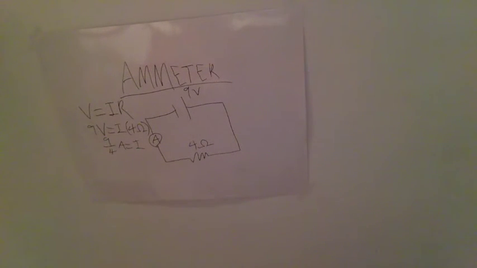9/4 amps is the current. Again, pretty straightforward. The key things to remember: an ammeter essentially has no resistance, and it has to be in series with the circuit as opposed to in parallel like with the voltmeter.